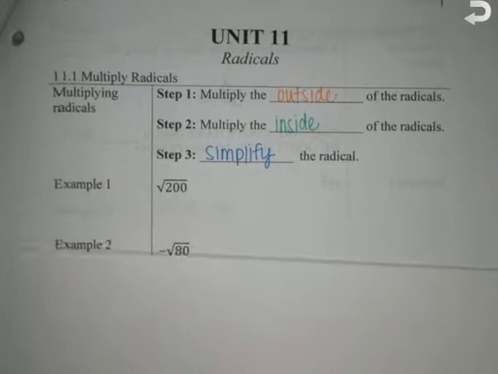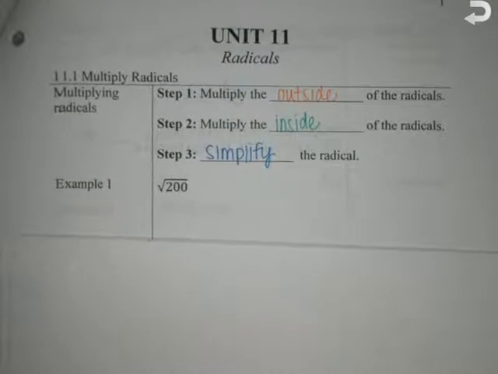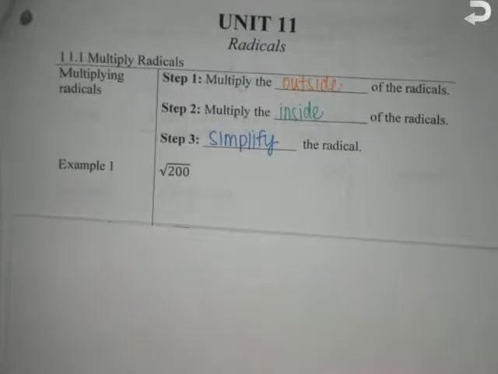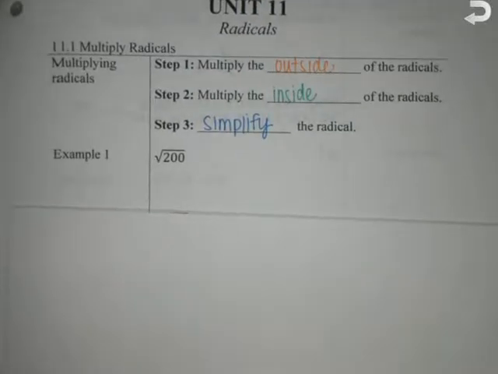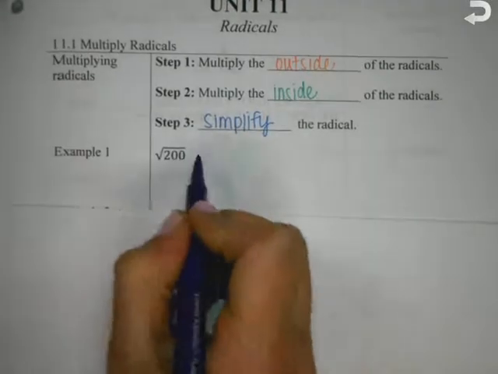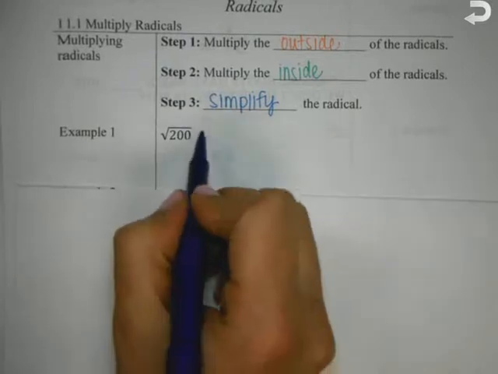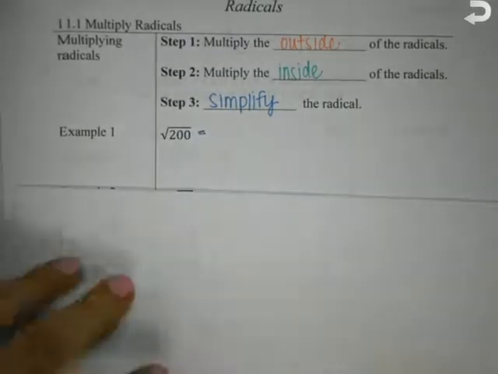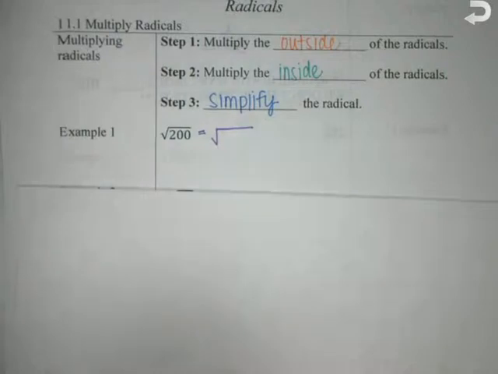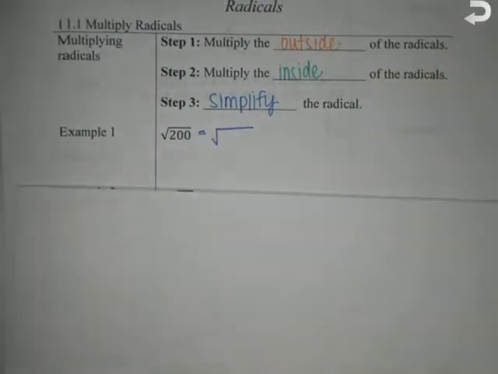So let's look at example 1. Examples 1, 2, and 3 are just simplifying the radicals, so we're going to practice simplifying again. So remember, this is the square root of 200, but we can simplify that a little bit more. How can I simplify the square root of 200? Are there any perfect squares in there? 4 and 50 work, and 25 and 8, but we can make it a little simpler.